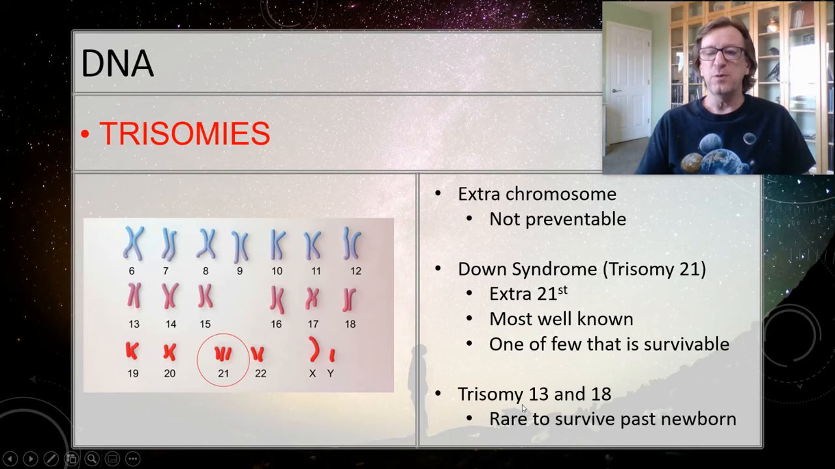One of the few that actually can lead to a full-term birth is trisomy 13 and trisomy 18. Even then, though, the baby usually has enough problems that it's rare for them to survive more than just a few weeks after that.